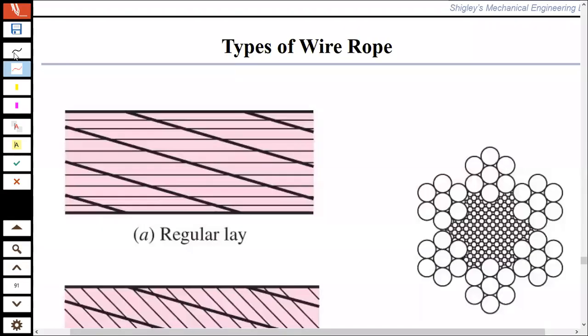means of power transmission. So what we are going to do is we are going to talk about ropes today.